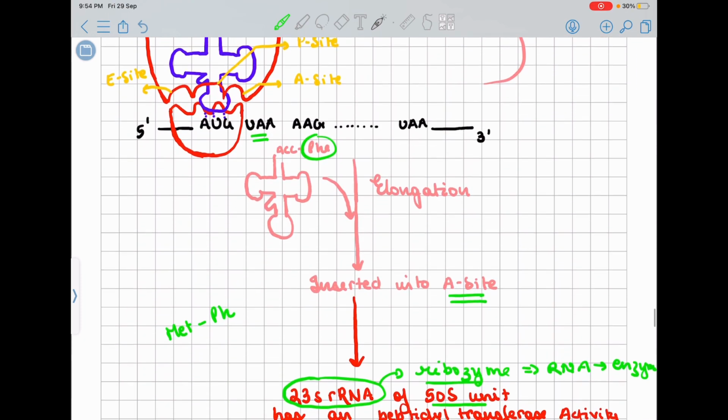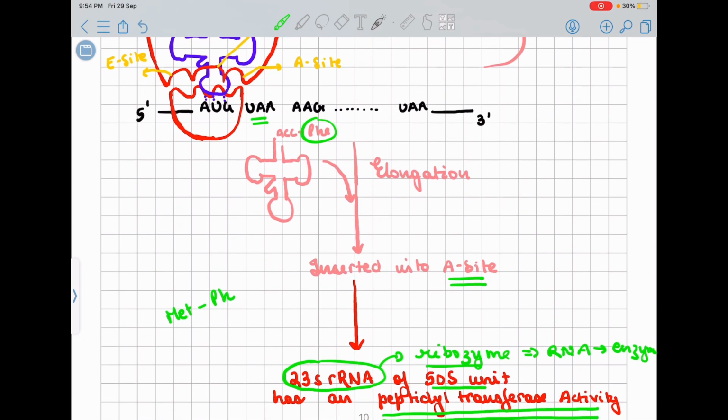Another one. We have tetracycline, right? This tetracycline interferes with the binding of charged tRNA to the A site. What does tetracycline do? It interferes with the binding of tRNA to A site.